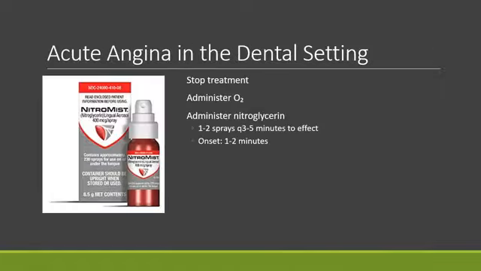Now in the acute or in the dental setting with acute angina, how are we going to manage this? Well, what we need to do first is make sure that we stop the treatment, and we're going to get the patient nice and comfortable. We're going to provide them with extra oxygen, so either a nasal cannula or a full face mask. And then you're going to go ahead and consider administering your nitroglycerin.